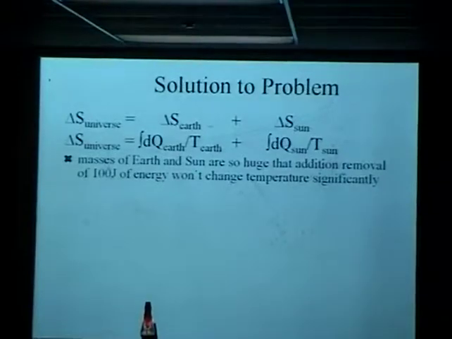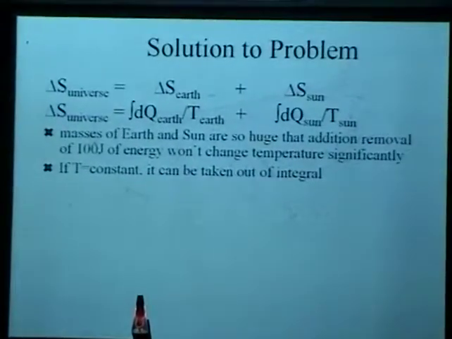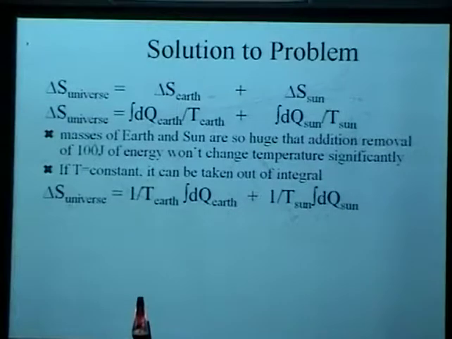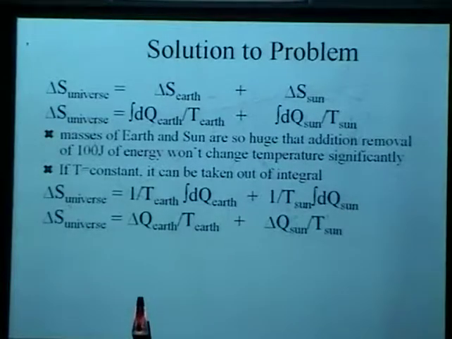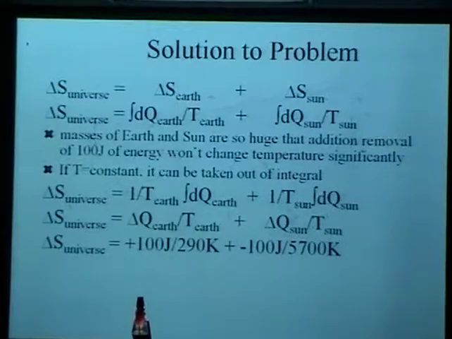So the nice thing about that is we can take the temperature out of the integral, and when we integrate the differential, we've expressed it in a much simpler form: the entropy change of the universe is really a measure of the heat that gets added to the Earth divided by the Earth's temperature, plus the heat that gets removed from the sun divided by its temperature. When we plug in the numbers, 100 joules of heat enters the Earth, at 290 Kelvin, the temperature of the Earth. The sun loses energy, so we put in a negative 100 joules divided by its temperature.